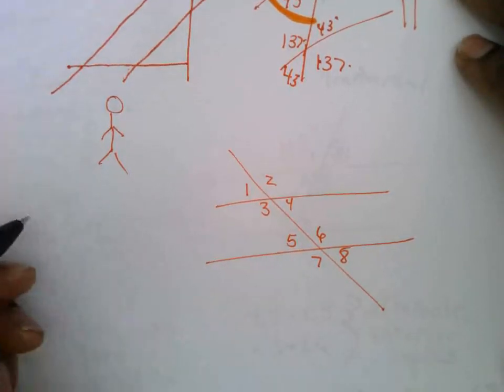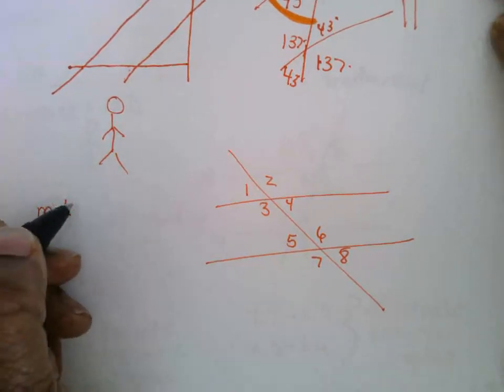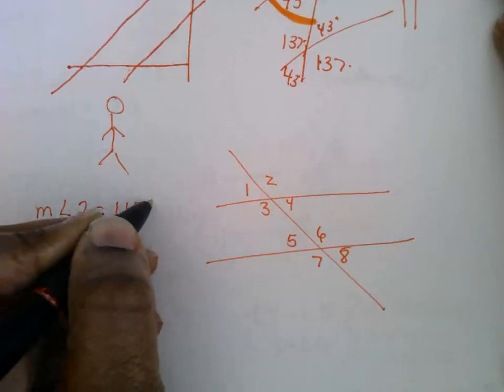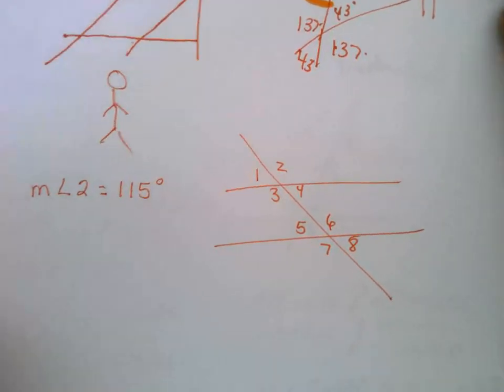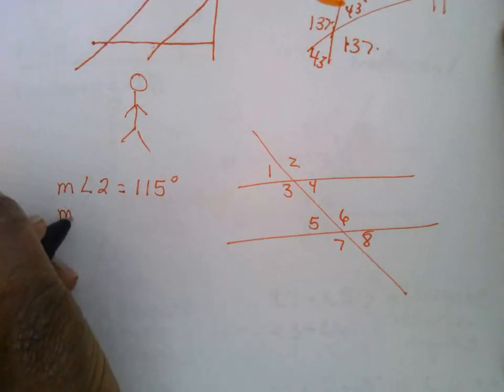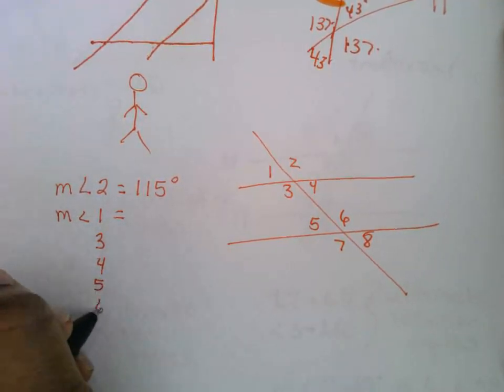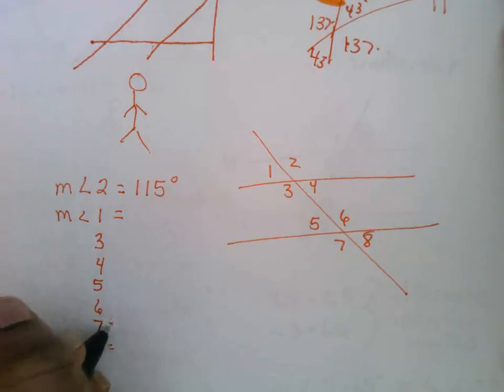I'm going to tell you that the measure of angle 2 is 115 degrees. You have to find the measure of angles 1, 3, 4, 5, 6, 7, and 8.